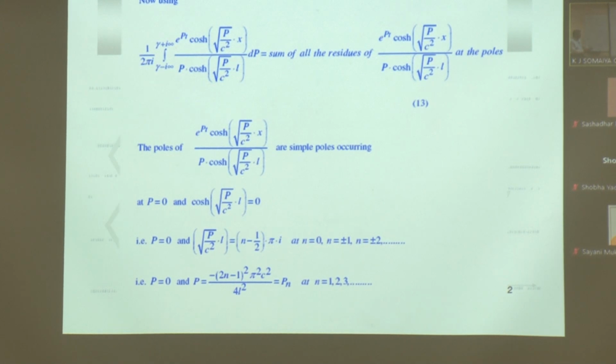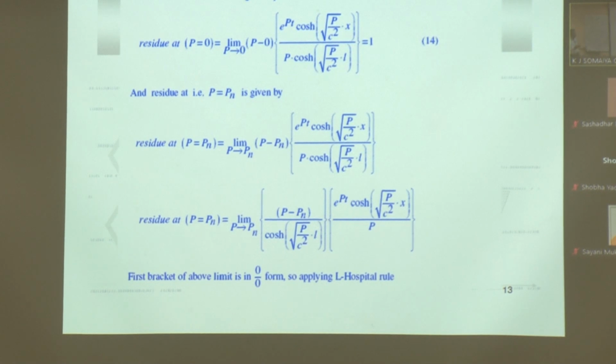Of course n can take any positive value, negative value, and 0. So by solving this particular expression, I will get p equals 0, which is of course a simple pole. The other poles are multiple poles, which can be written as minus (2n minus 1) square pi square c square upon 4a square. For simplicity I will call it pn, because that depends on n. N is an integer.